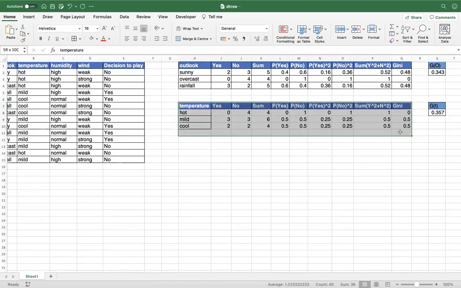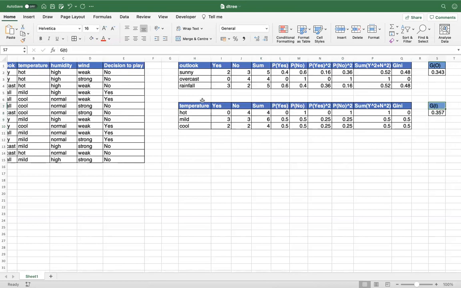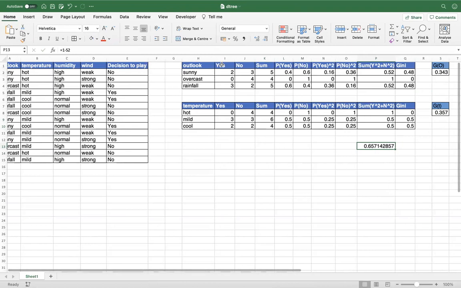Which one has a lower Gini index, Outlook or temperature? Outlook. So Outlook is still the more important feature, because overall Outlook has a Gini index of 0.34, so 1 minus 0.34 is like 65% confidence. With the feature called Outlook, you can tell with 65% confidence what the final output will be. You can use that feature to arrive at a conclusion, whether it is yes or no is a different matter. Then let us calculate it for humidity as well.